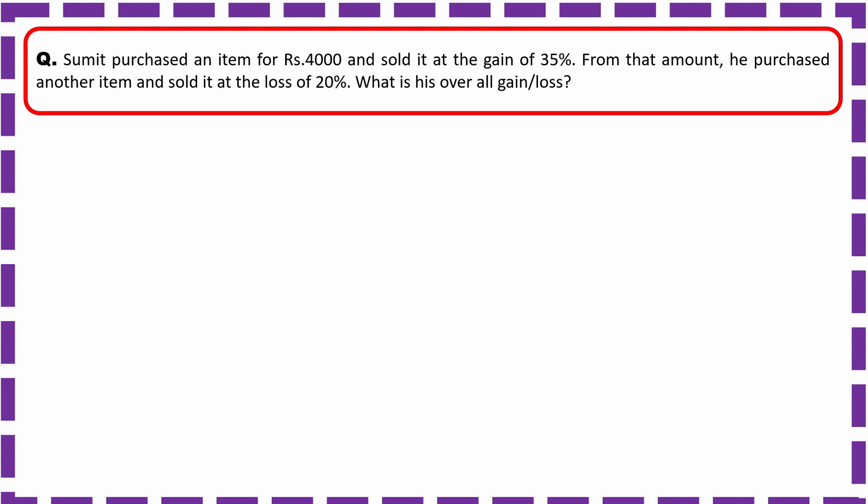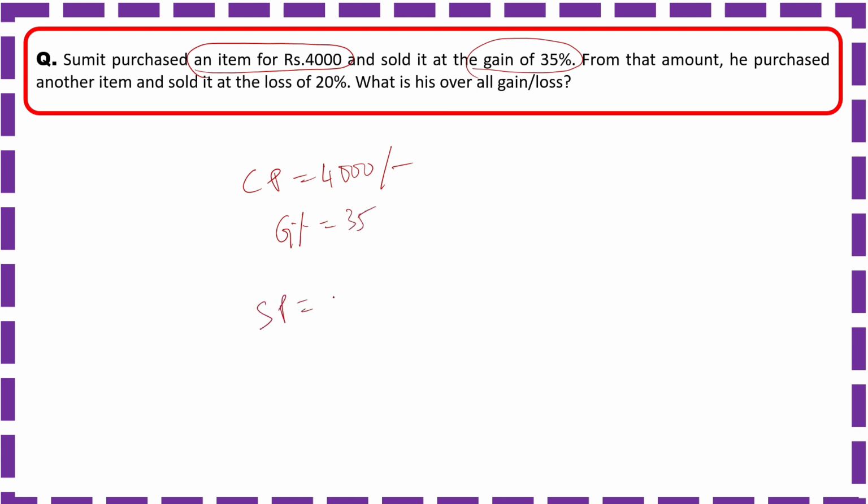From that amount, he purchased another item and sold it at a loss of 20%. What is his overall gain or loss percent? Okay, gain or loss. See, Sumit purchased an item for 4000. What does this mean? This means the cost price is 4000, right? And at a gain of 35%. So gain percent is 35. So just calculate the selling price.